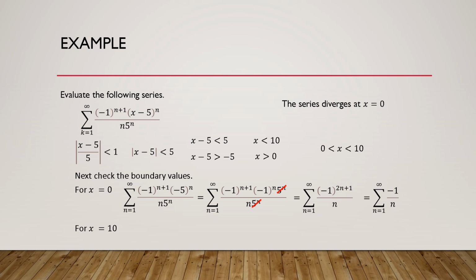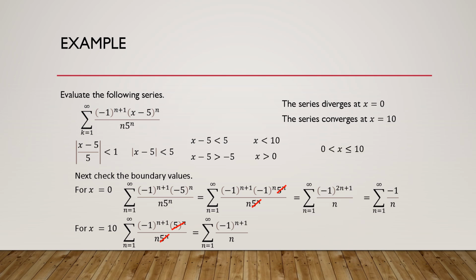For x equals 10, we start with the sum from n equals 1 to infinity of negative 1 to the n plus 1 times 5 to the n over n times 5 to the n. The 5 to the n's cancel, leaving the sum from n equals 1 to infinity of negative 1 to the n plus 1 over n. This is the alternating harmonic series which converges. So the original series converges for x equals 10. Therefore, the interval of convergence is 0 is less than x is less than or equal to 10, or in interval notation, 0 to 10.